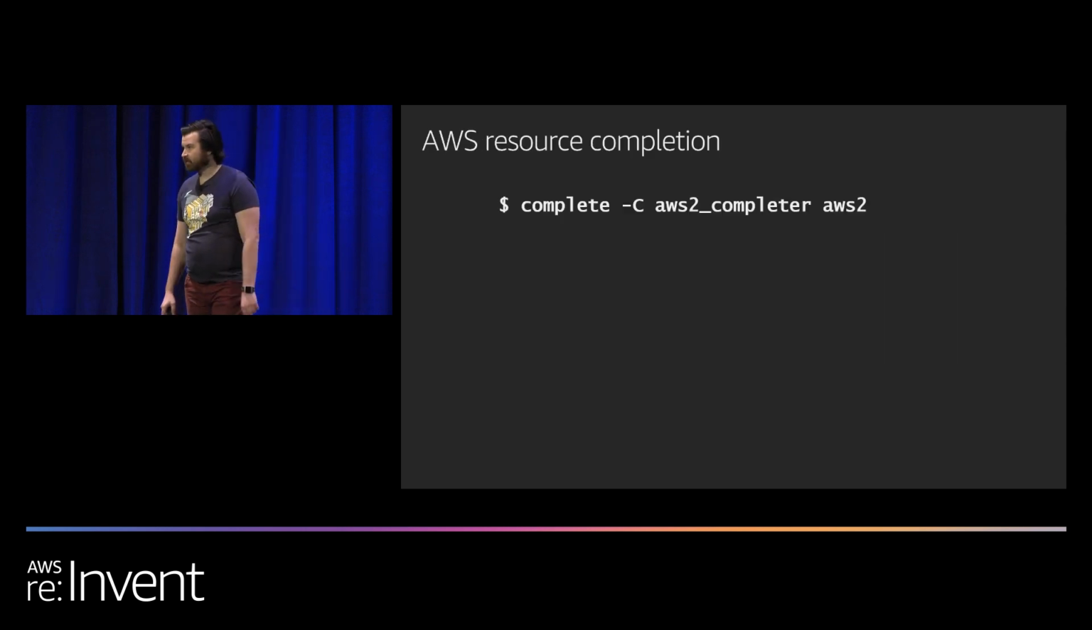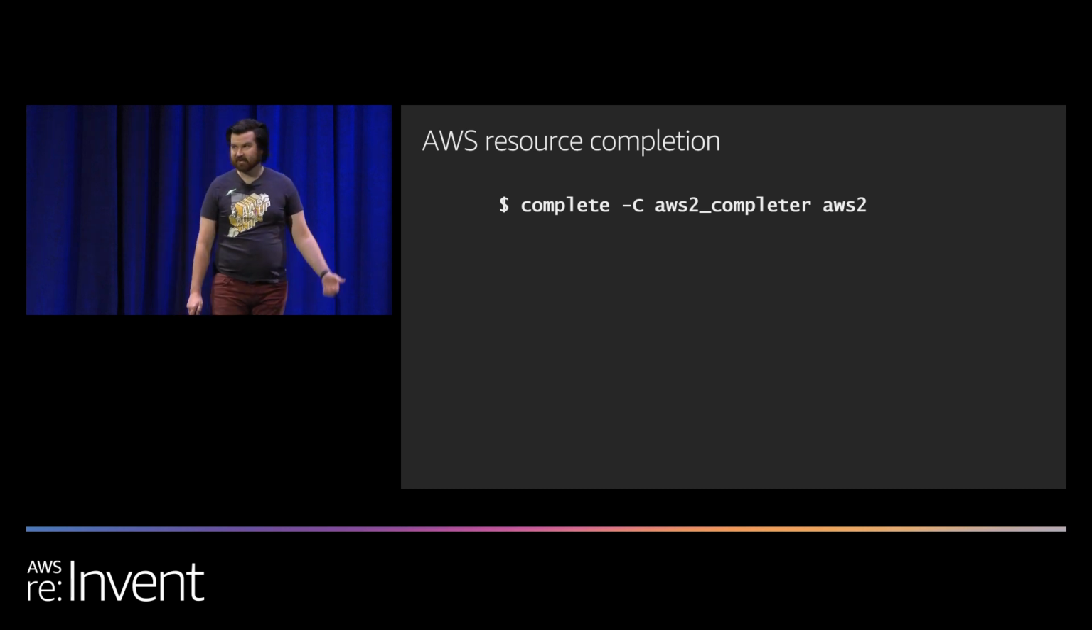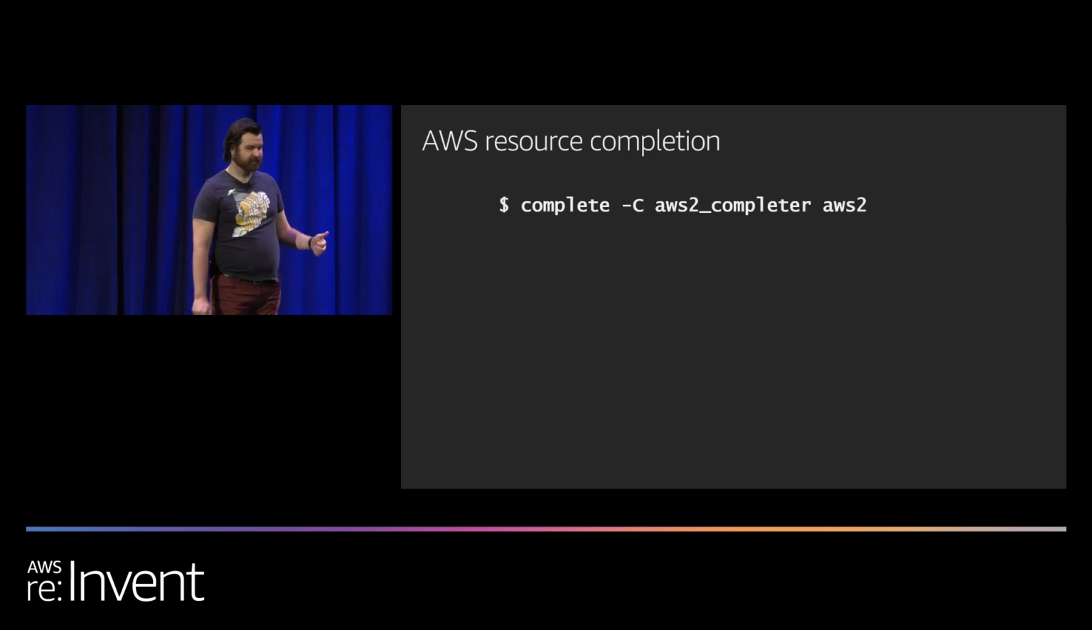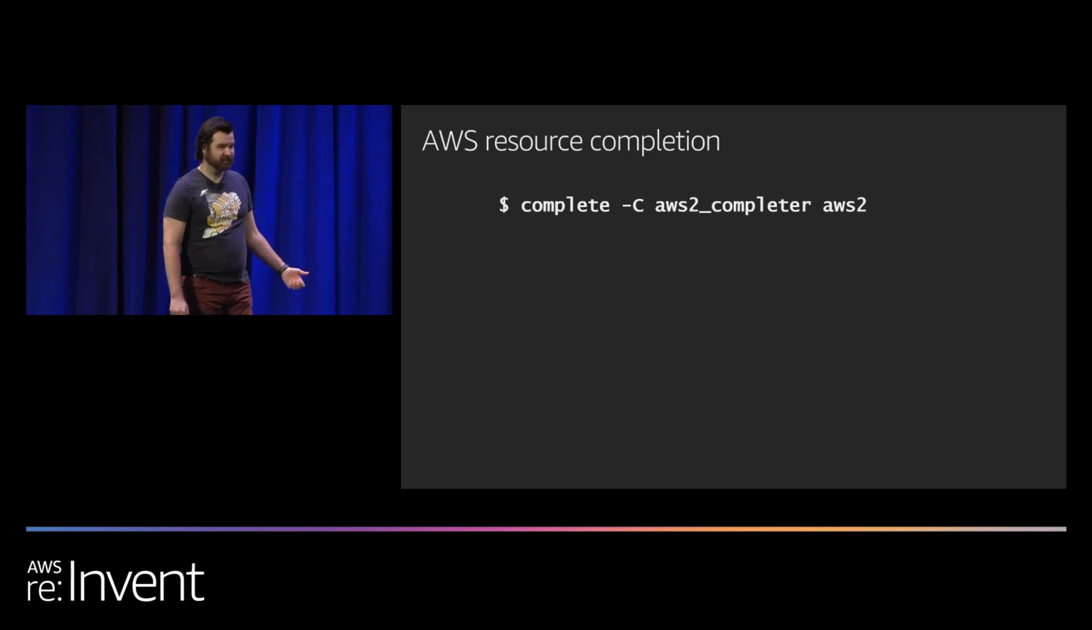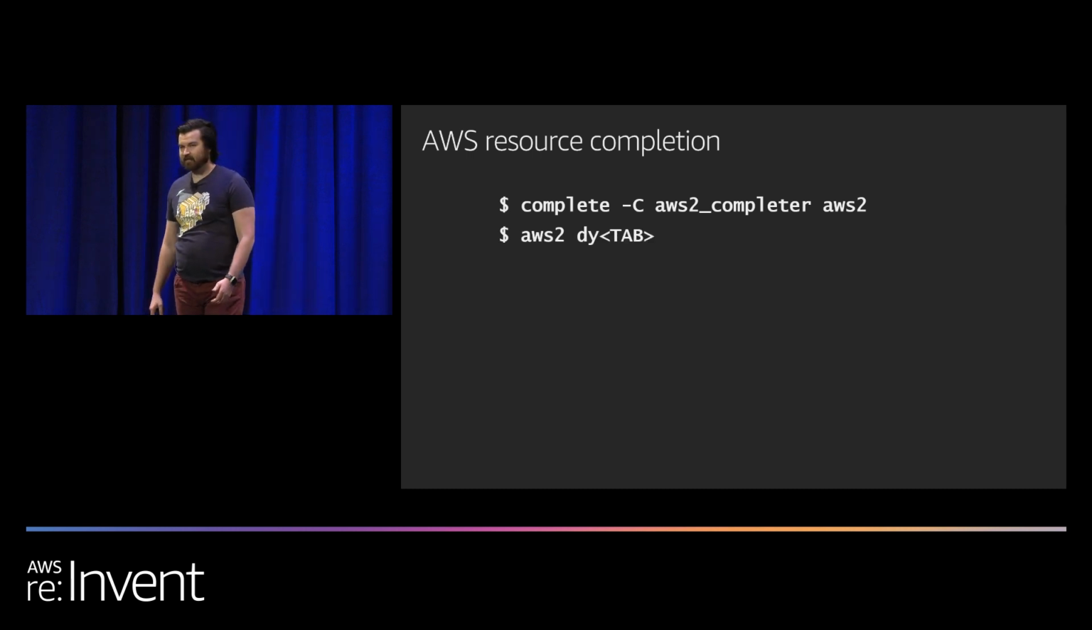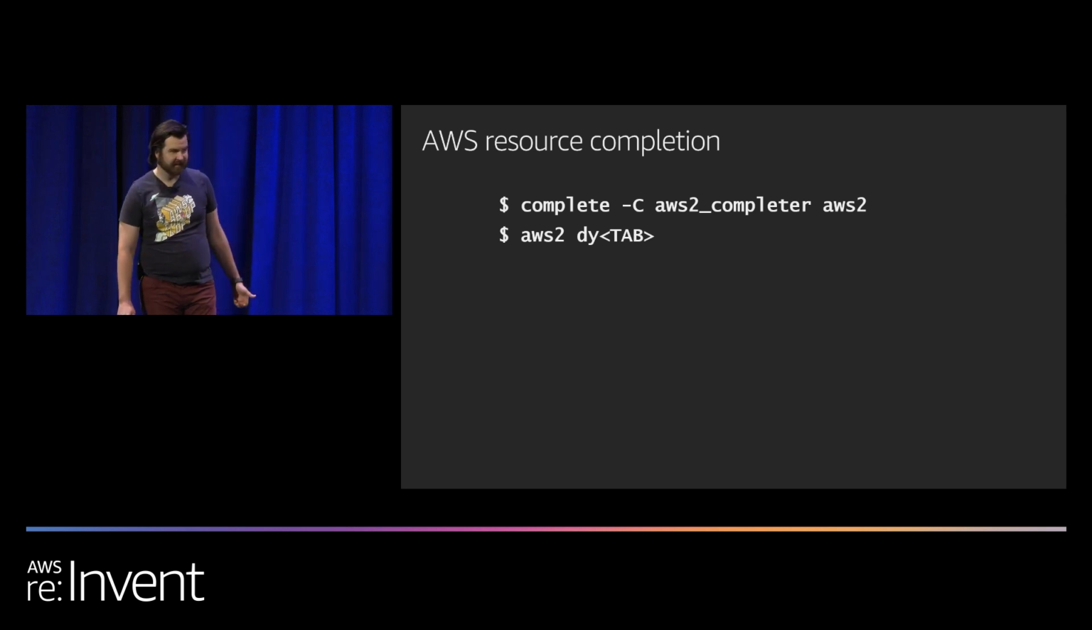So starting with auto-completion, in order to get the autocompleter working with the CLI v2, you need to run this command, complete -C aws2_completer aws2. And this aws2_completer executable is shipped inside the executable installer and will live right next to your aws2 executable in your bin directory when you run the installer.